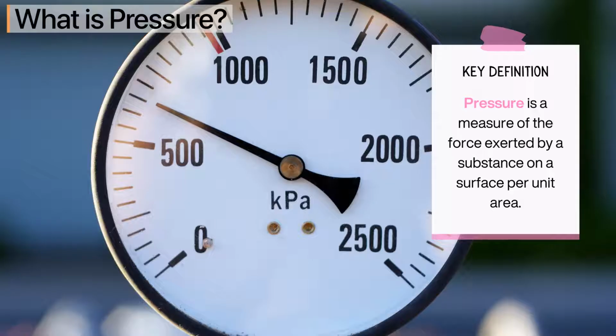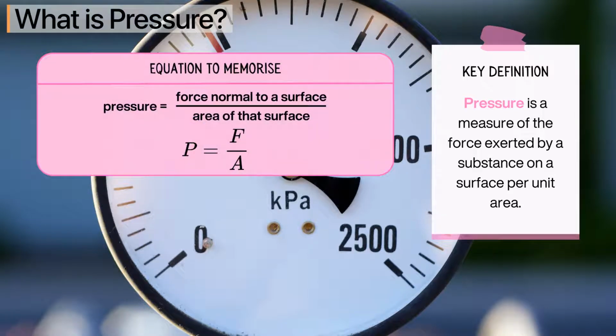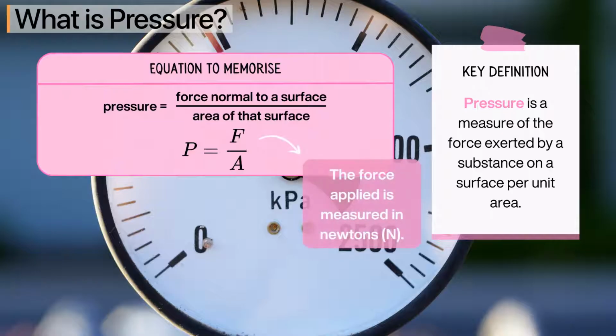Pressure is a measure of the force exerted by a substance on a surface per unit area. Mathematically, it is defined by the equation pressure equals force over area. Here's a breakdown of the units used in this equation. The force applied is measured in newtons, N. A newton is the SI unit of force, which is the amount of force required to accelerate a 1 kilogram mass by 1 meter per second squared.